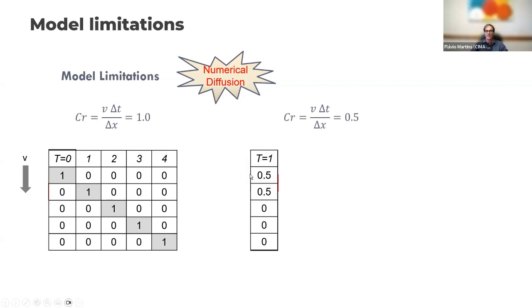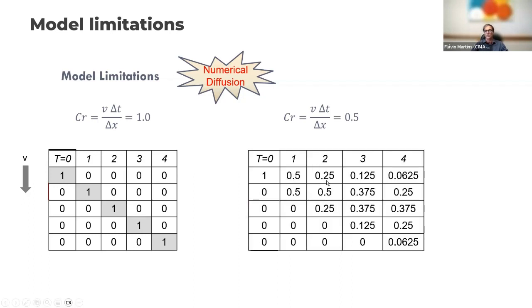You see, it is conserving the property. So the total amount of pollutant is correct, is 1, but it has distributed the pollutant between the 2 cells. And then if I move to 2, this one will move half a cell. So this 0.5 will be divided 0.25 here, 0.25 here. And this 0.5 will move to here and will distribute 0.25 here and 0.25. The two 0.25s give 0.5 and you get this.